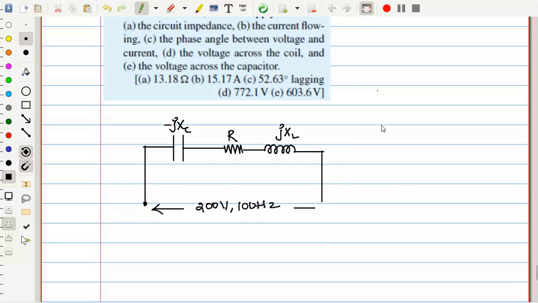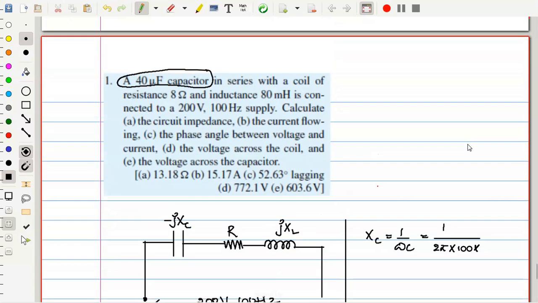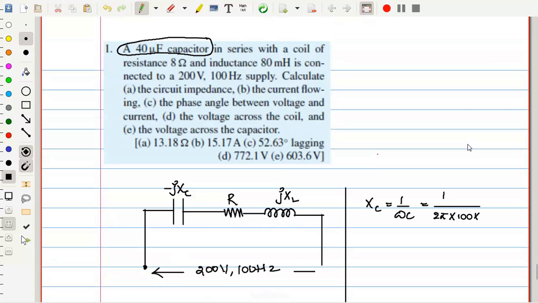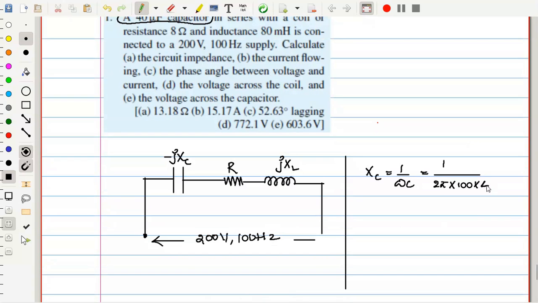Now can we calculate these two things, XC and XL? How much is XC? XC is equal to 1 by omega C. So can somebody tell me, this 2 pi f is 100, C, the capacitance, is 40 micro, 40 into 10 power minus 6. How much is this value?